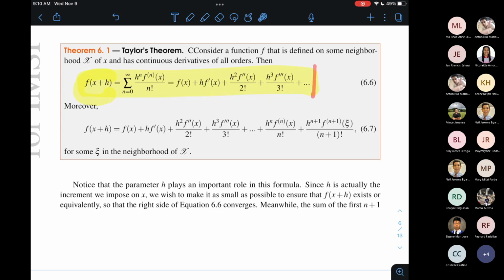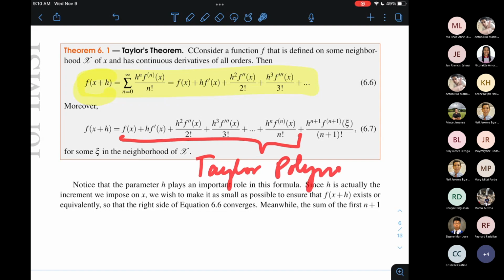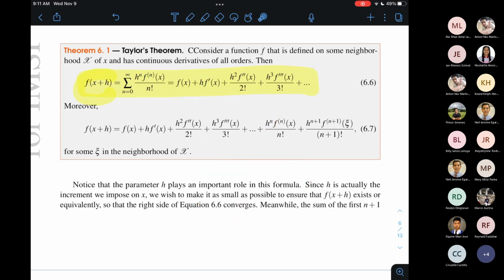cut it off or truncate it to a finite number of terms. Sa halimbawa, gusto ko lamang hanggang degree n expansion. So kunin nyo lang yung first n plus 1 term. So that means you get the 0th term until the nth term, right? Ito yung tinatawag nating Taylor polynomial of degree n. It's degree n in the variable h. All right? So yung may h to the power n, siya yung last term. Pag yun yung ginamit yung last term, you get the polynomial of degree n.